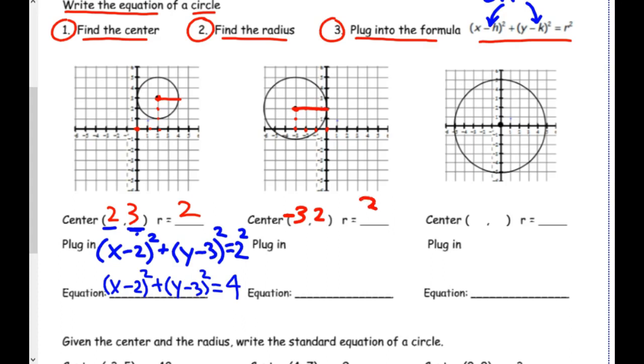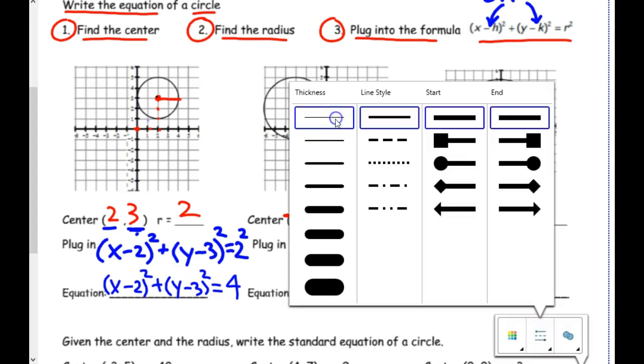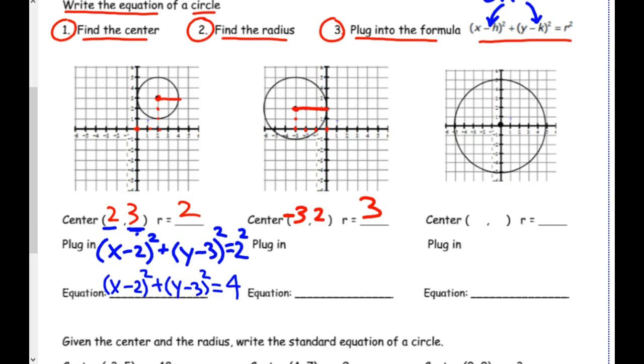Thank you. So, let's take that info and write our equation. Remember, our first part is parentheses x, opposite of the x value. What's the opposite of negative 3? Positive 3. Do you see how it has to be opposite? And don't forget the squared. Plus y, what's the opposite of 2? Negative 2 squared equals 3 squared.